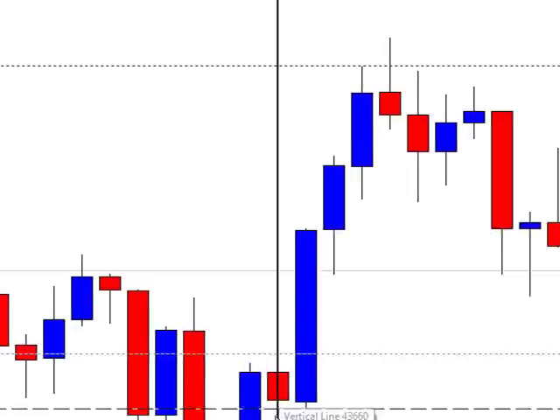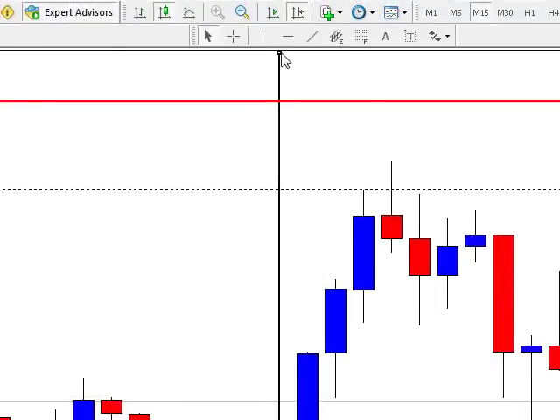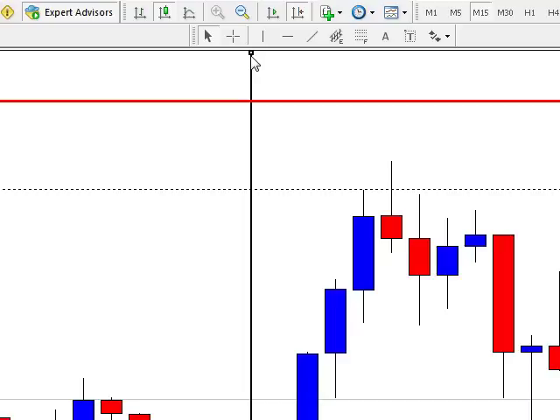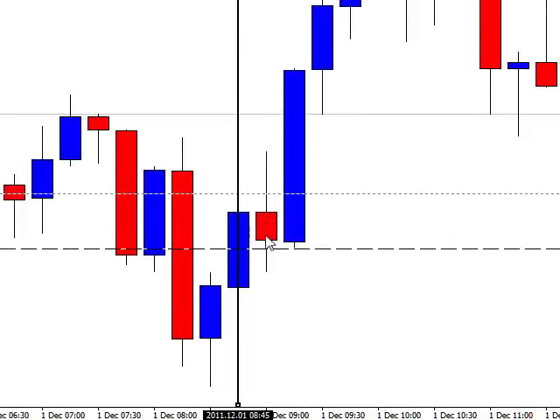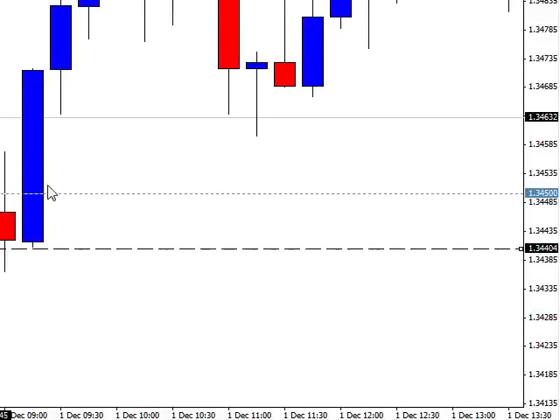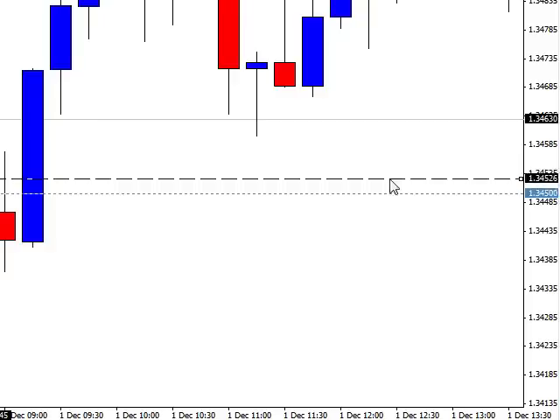Okay, 9 o'clock GMT, this little red candle. Okay, let's move this over now. It opened up here, came down, went up, closed lower. Then on the second candle, it came up and turned blue right here. So our entry would have been right here, okay?